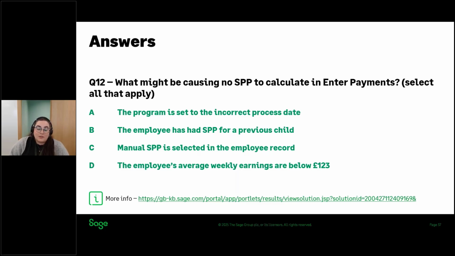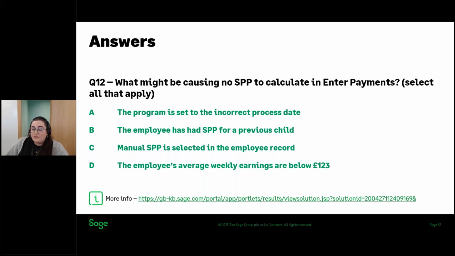All of these are possibilities of why the SPP might not be calculating. So if that's the case, this gives you a good idea of what to check in that situation. First thing that we would always recommend to check is your process date. With all statutory payments, it calculates up to and including the process date. So if it's not calculating or the amount's not looking quite correct, that is the first thing I would advise to check. But well done, everyone. Well done, especially if you got all 4 of those correct.